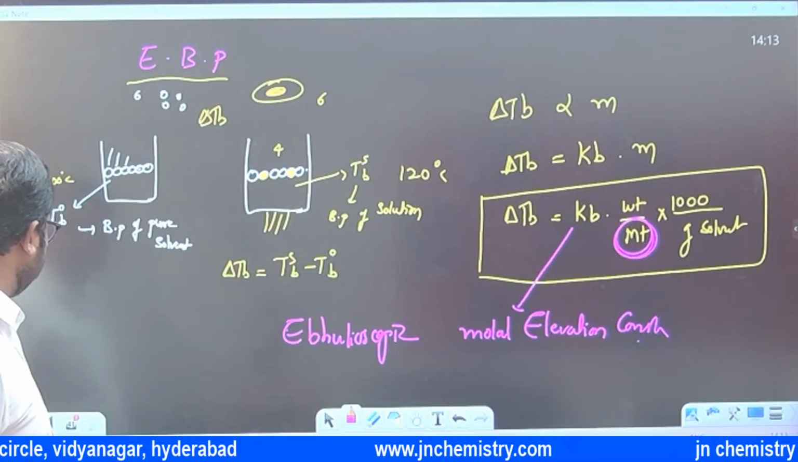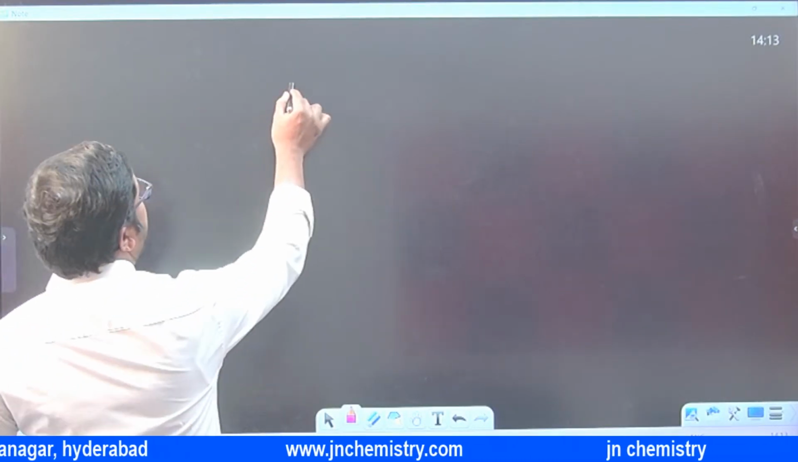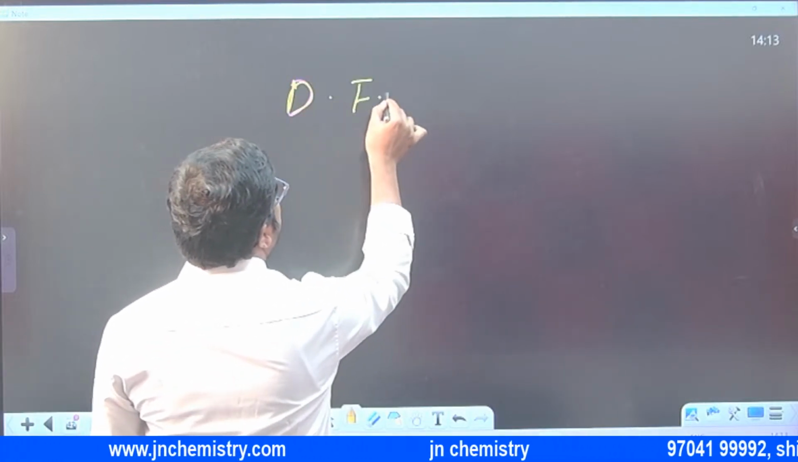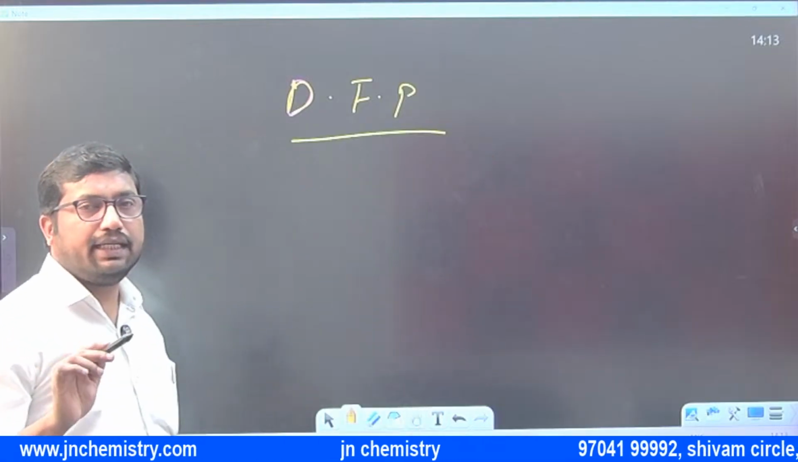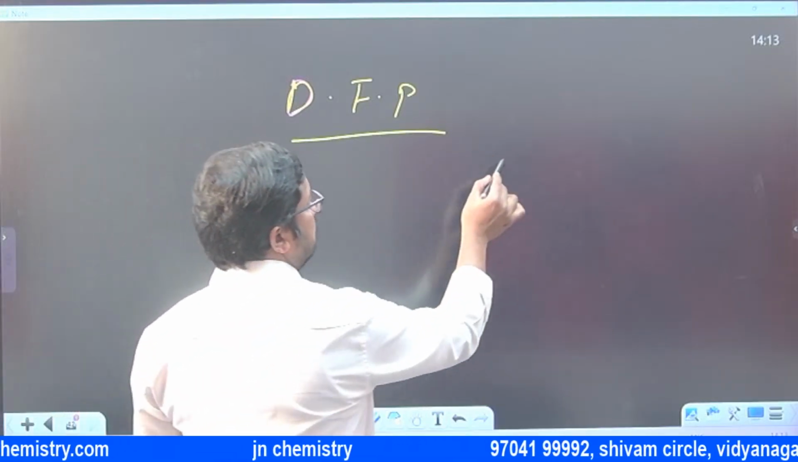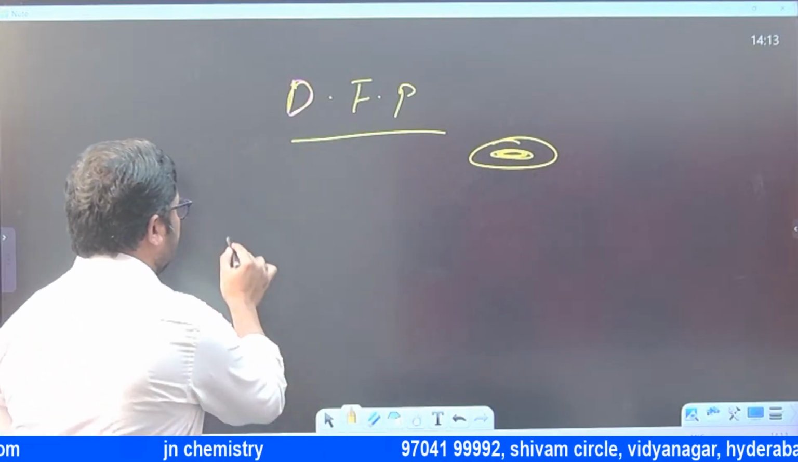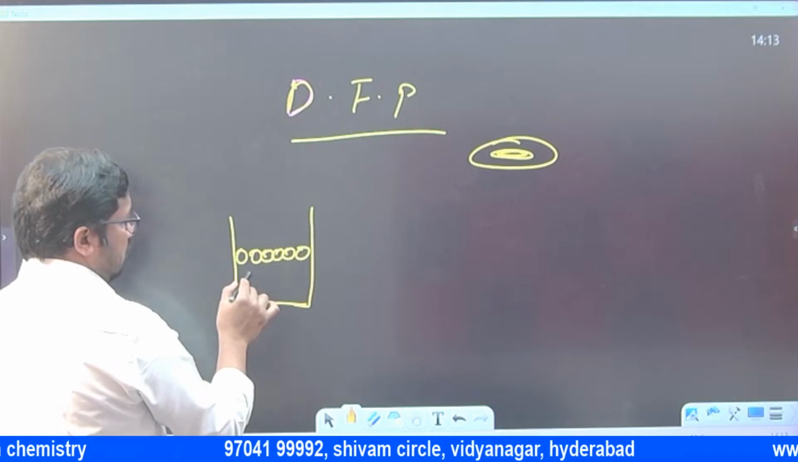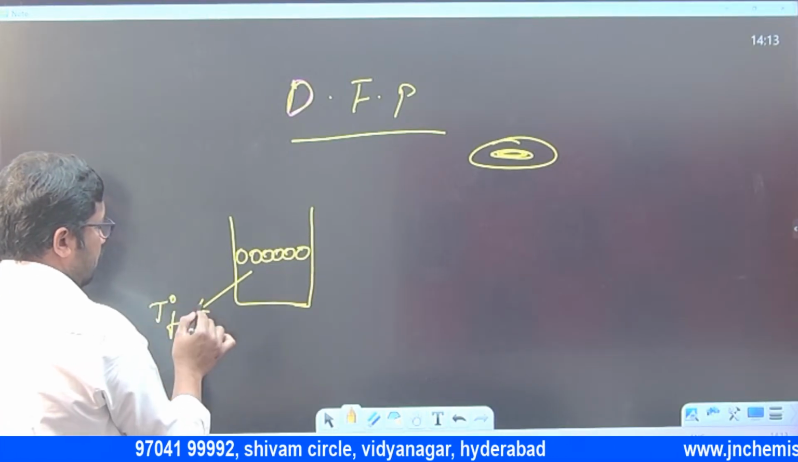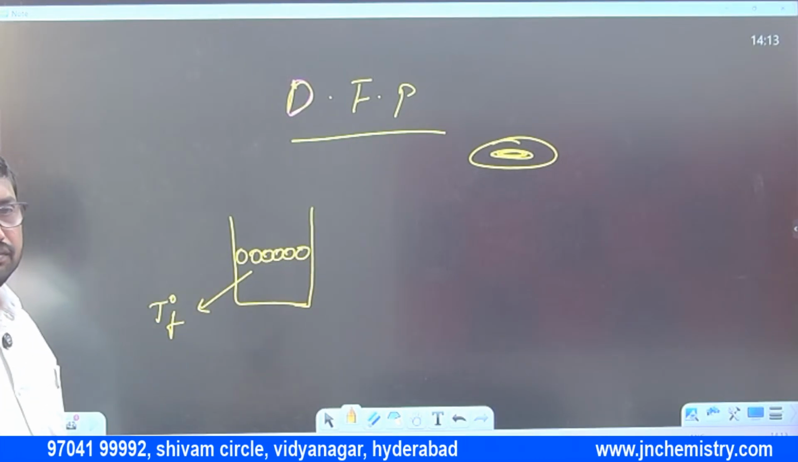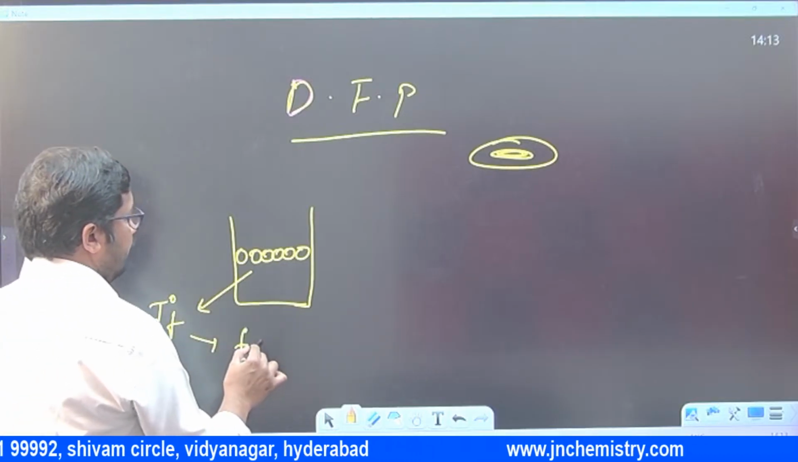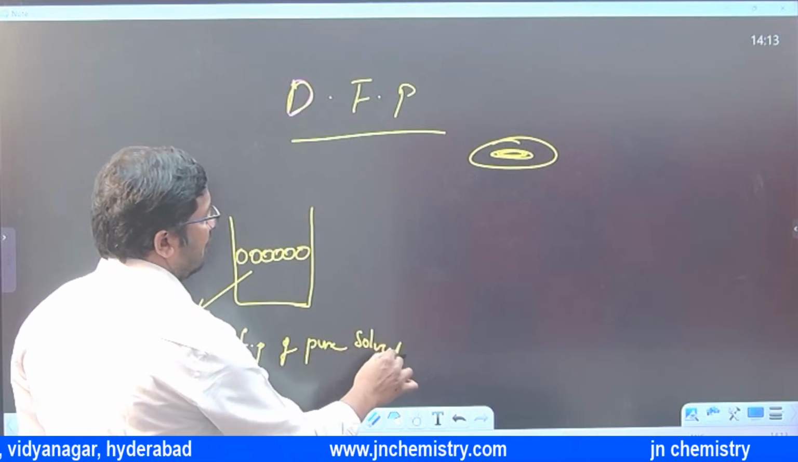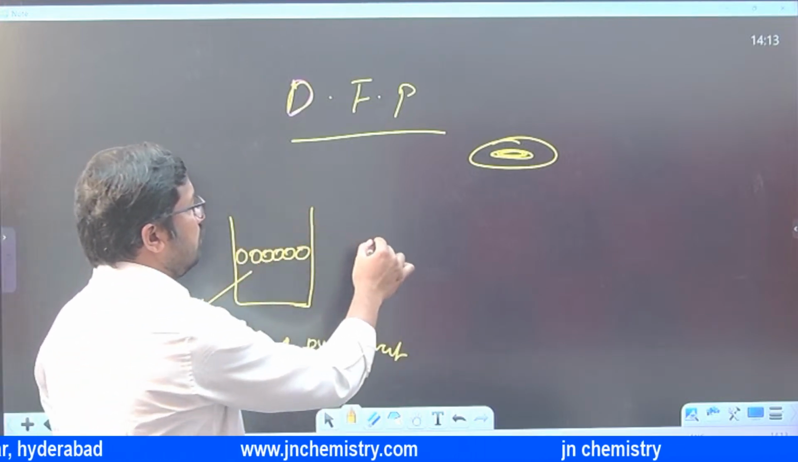Next, depression in the freezing point. Same, our intention should be same. What is our intention? Unknown solute molecular weight, take pure solvent. So T naught F, what is T naught F? Freezing point of pure solvent. So everything is same. Add the non-volatile solute.